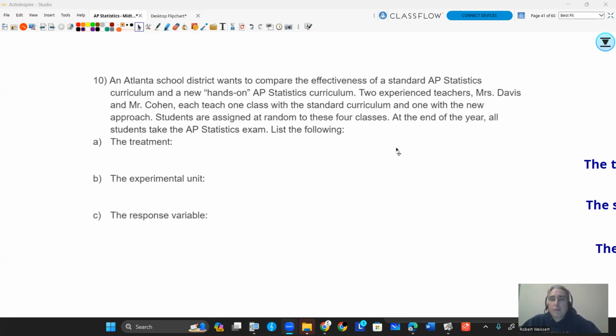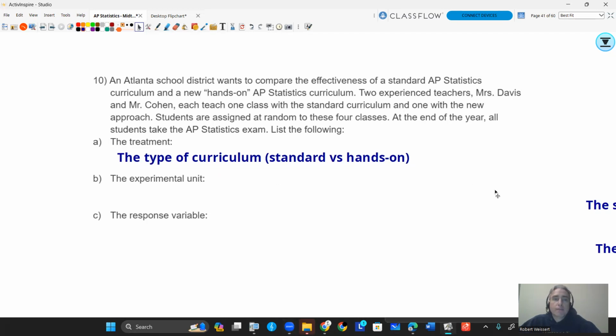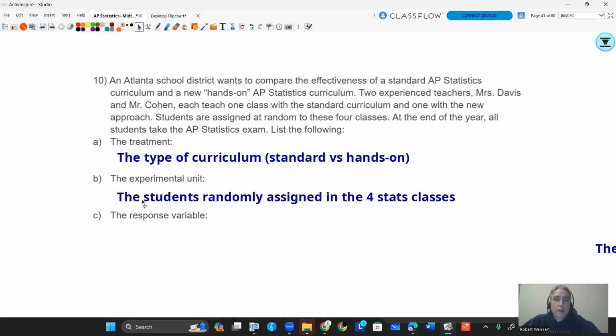Well, there's 2 things we're given. We're either given the regular curriculum or the one that's more hands-on. So the 2 treatments are going to be the type of curriculum, standard versus hands-on. The experimental unit, that's you guys. You guys would be the ones taking the class, the students in those classes, specifically the students in Mrs. Davis and Mr. Cohen's classes. And there's 2 classes each, each doing one of both. So the students randomly assigned in the 4 stats classes are the experimental unit.